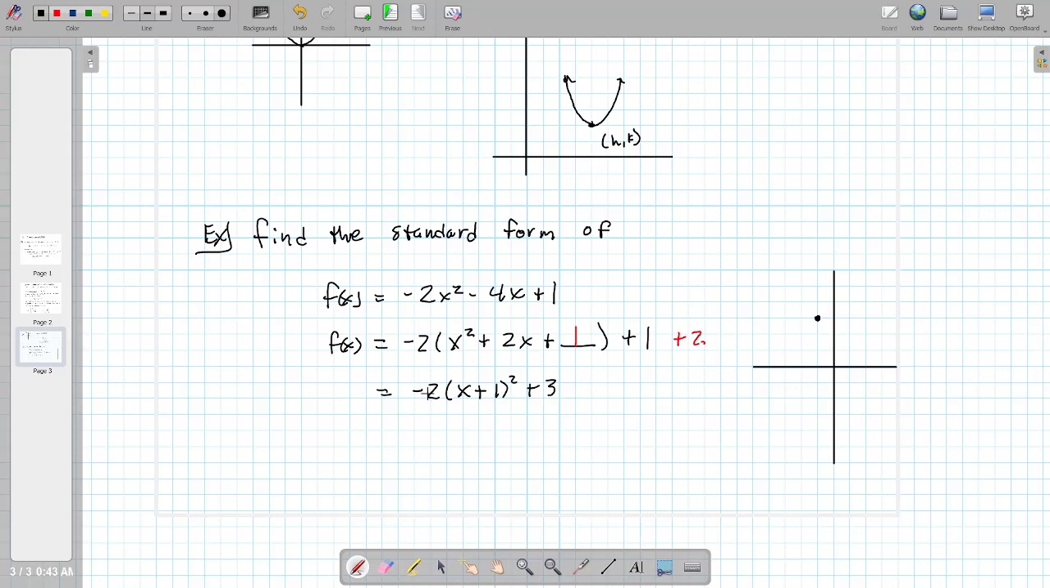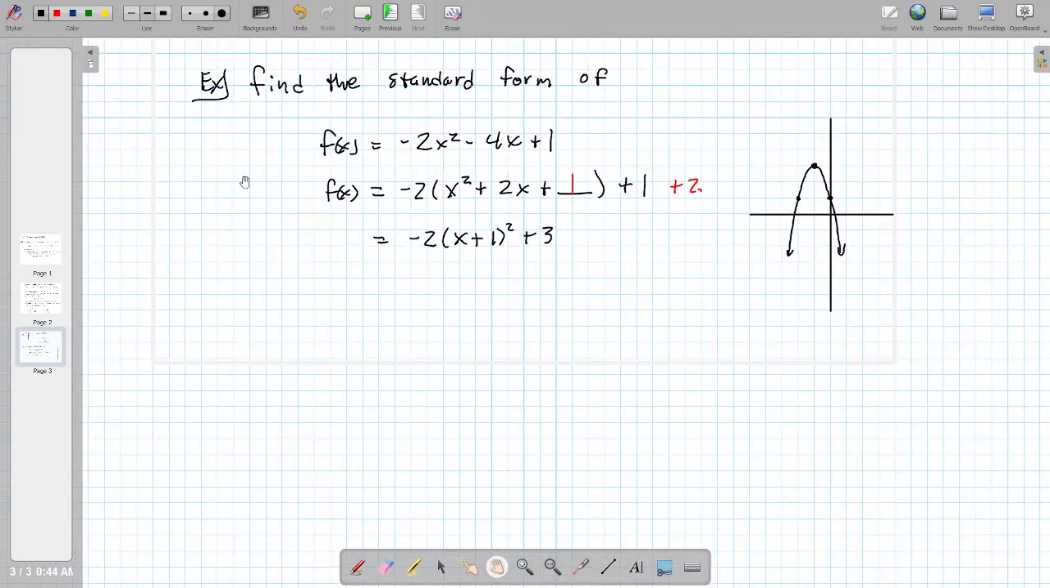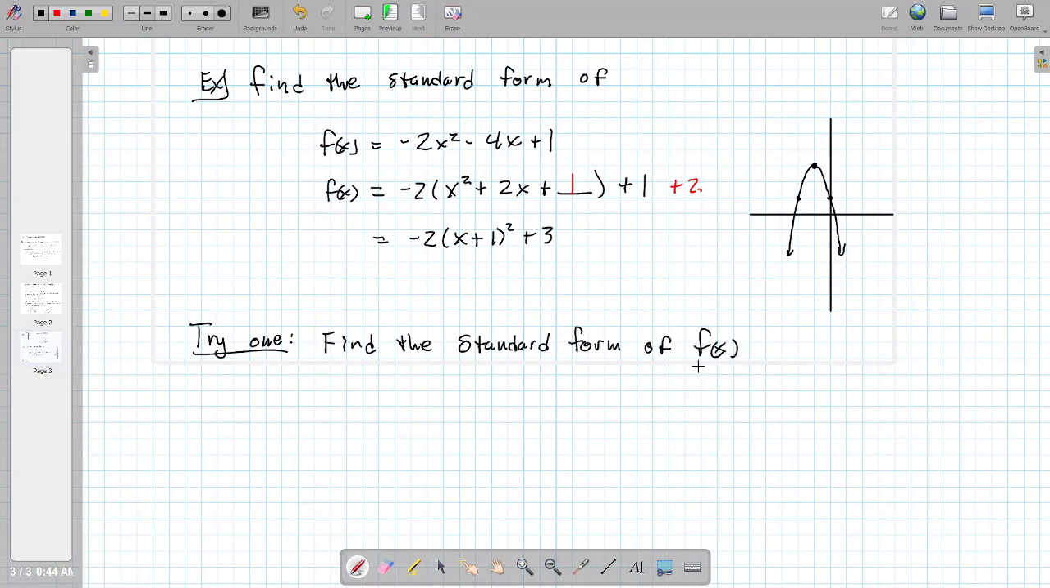And then we have a stretching factor of -2. This means that it opens down and it's stretched by 2 units. So we would get here and here. So our graph will look something like this. Now again, that's not a part of the problem, but I wanted to graph it for you anyway. I want you to try one. Find the standard form of f of x and then graph it. And f of x for your problem is equal to x squared minus 6x plus 8.